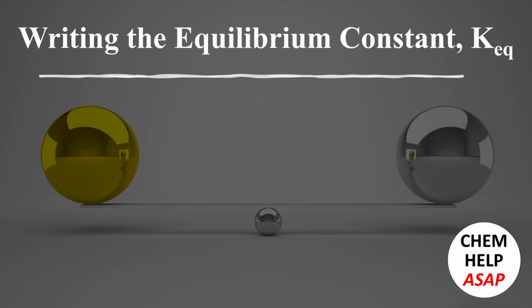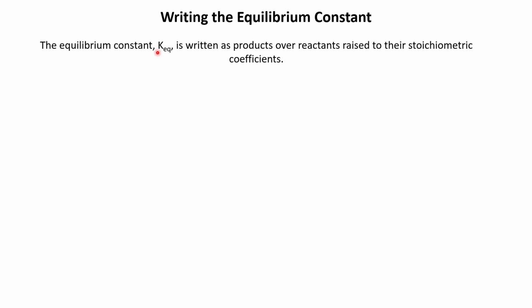In this video, we are going to practice writing the equilibrium constant. Let's jump in. Our equilibrium constant, KEQ, is written as products over reactants raised to their stoichiometric coefficients. Before we see an actual reaction, I do want to point out that our equilibrium constant is a capital K.